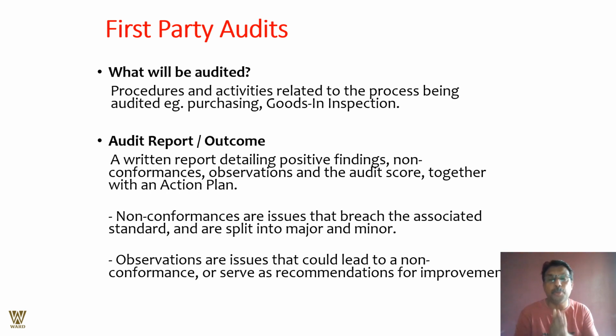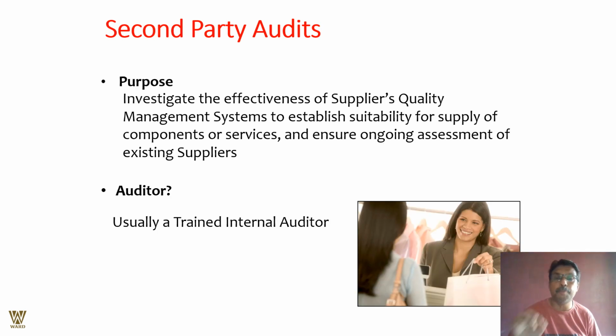What will the audit report or outcome state? It is nothing but a written document detailing positive findings, non-conformances and observations, and the audit scope put together. The non-conformances are issues that breach the associated standard and are split into major and minor issues, including minor issues which might turn out to be a major issue in due course of time if not checked or corrected. Observations are issues that could lead to non-conformance or serve as a recommendation for improvement.